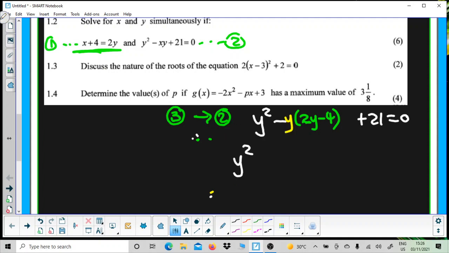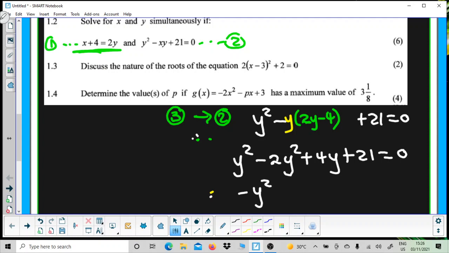expansion will be easier. What is minus y times 2y? Negative 2y squared. I believe that is a plus 4y plus 21 is equal to 0. Let's see how this thing will go. Am I getting minus y squared now? Just make sure I don't do addition. You will enjoy coming back to whatever I have added myself.